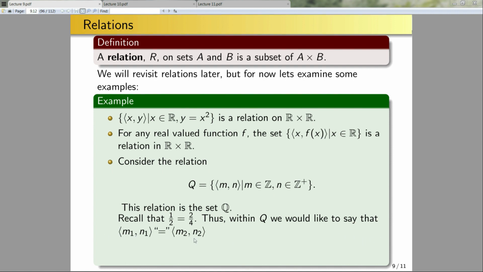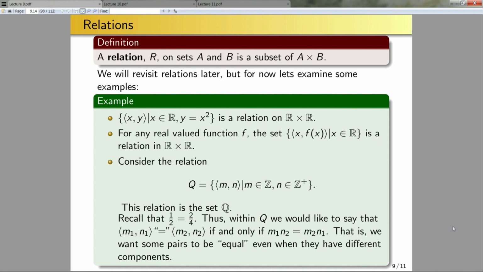Well, if I have two fractions, M1 over N1, and I want that to be equal to M2 over N2, I could simply cross multiply to get rid of the n's, and I could rewrite this expression as M1 times N2 is equal to M2 times N1. So I would like to say that these two ordered pairs are equal if and only if this statement here holds. That is to say, we want two pairs to be, quote, equal even when they have different components.